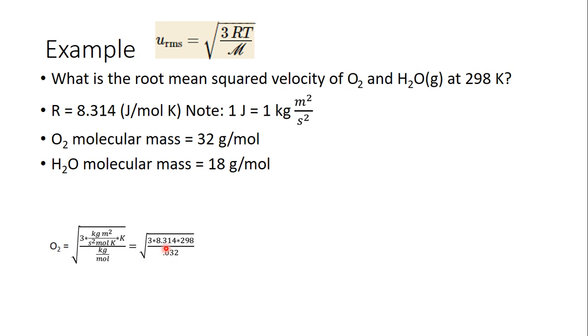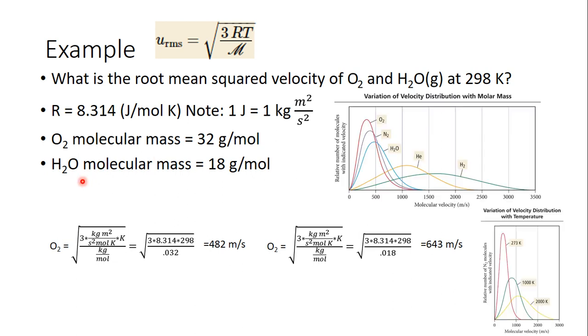So let's plug our numbers in there now. 8.314 for our gas constant, temperature 298. And we have to do kilograms per mole, so it's 0.032. And our speed is 482 meters per second. Do the same thing for H2O. That is not O2, but that's H2O. We get 643 meters per second. And this makes sense. H2O is lighter, so if it has the same kinetic energy, it should be faster.